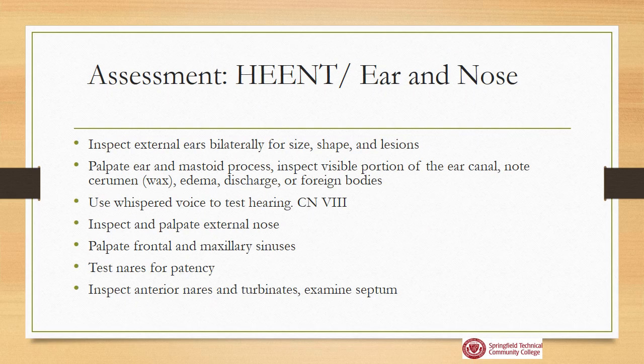Moving on, you check for the patency of the nose, you inspect the ears, palpate the ears, see if they're having any pain in their ears. You can test their hearing using a whispered voice. Palpate the external nose and the frontal and maxillary sinuses. You can check and make sure they have patent nares and they have no problems with breathing. And if you want to get very involved in your nose inspection, you can use your otoscope and look into the anterior nares and turbinates, and you can examine the patient's septum.